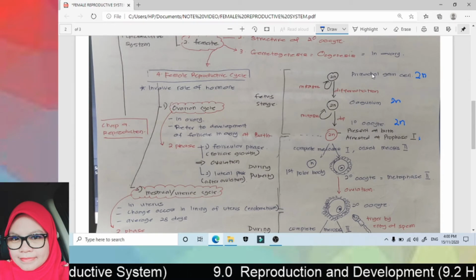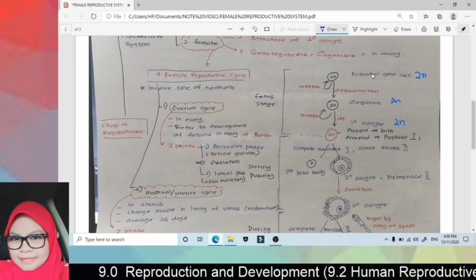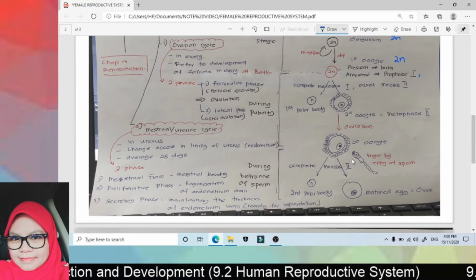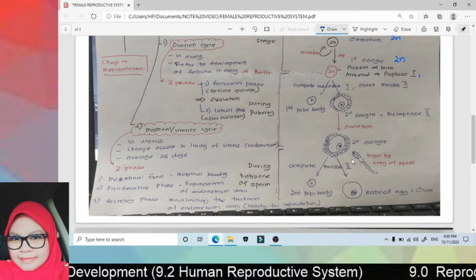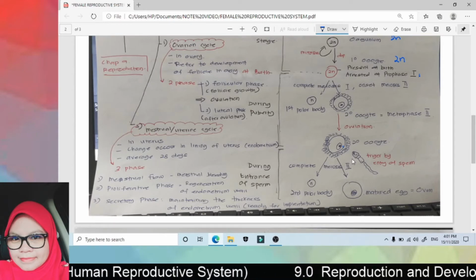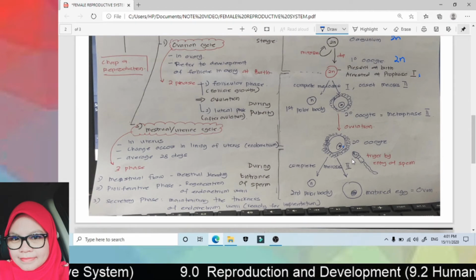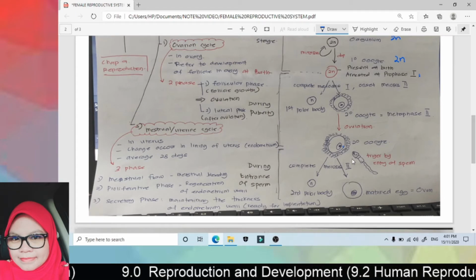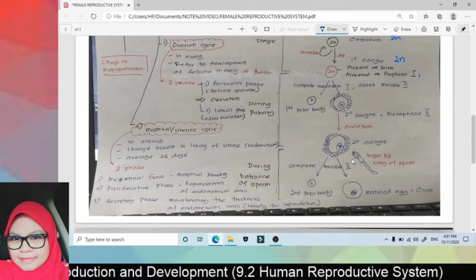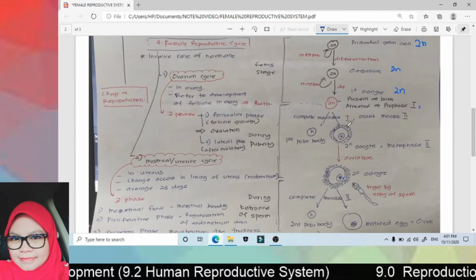During ovulation, the Graafian follicle bursts and release secondary oocyte. Secondary oocyte travel from ovary to the oviduct. If entrance of sperm, and then the sperm fuse with the secondary oocyte, this will trigger the secondary oocyte to complete meiosis 2 and produce second polar body, which also will degenerate and produce the mature egg called ovum. Okay, so that is oogenesis.